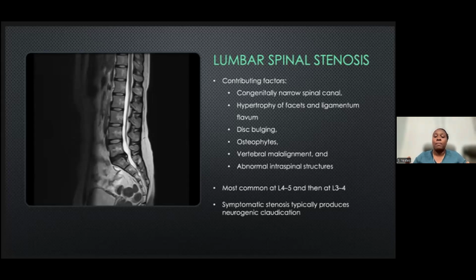Or we may just have abnormal intraspinal structures such as synovial or juxtafacet joint cysts, epidural lipoma, or epidural lipomatosis. Some other conditions that may be associated with lumbar spinal stenosis include achondroplasia, spasticity, ankylosing spondylitis, and acromegaly.